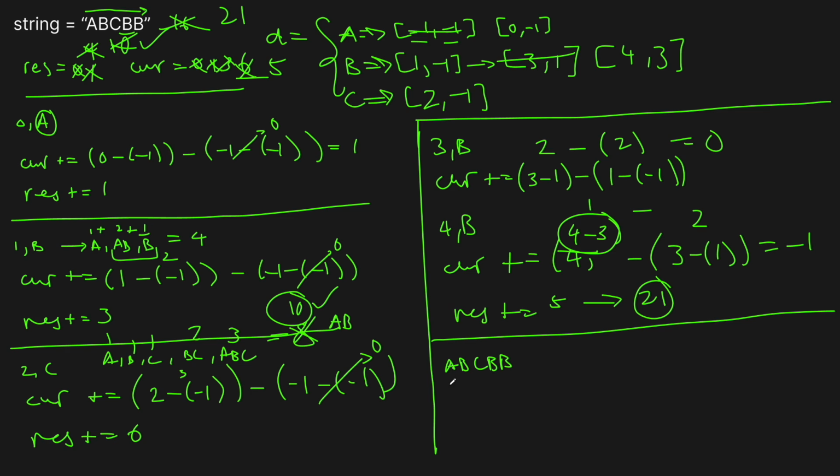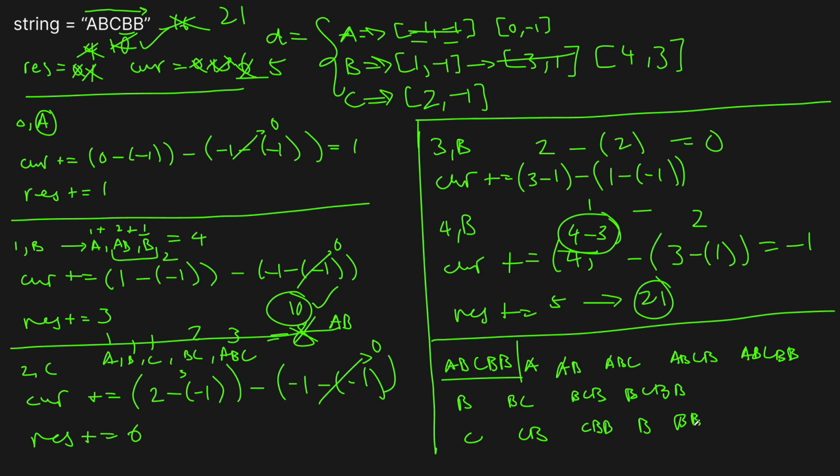So what are all the possible substrings here? Hopefully I actually managed to enumerate all of them, but we have A, we have AB, we have A, B, C, we have A, B, C, B, we have A, B, C, B, B. We then have B on its own. We have BC, we have BCB, we have BCBB, and then we have C on its own, we have CB, we have CBB, then we have B on its own again, or we can have BB, and then we have B on its own. Okay, so let's count all these.